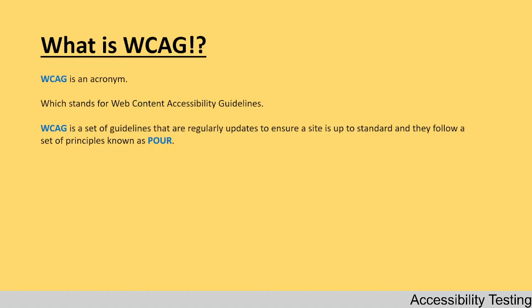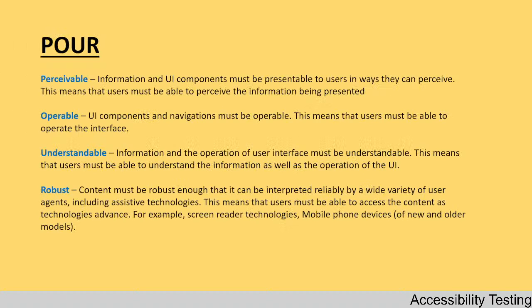POUR. So what is POUR? It is perceivable. Information and UI components must be presentable to users in a way they can perceive. This means that users must be able to perceive the information being presented.